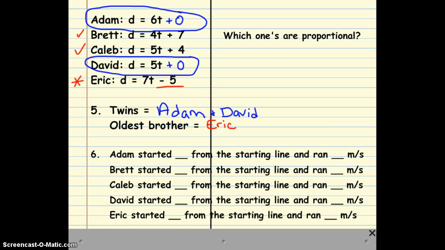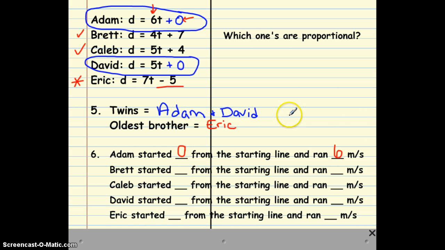All right, now that you have this done, we can get all this information from our equations. And the starting line, if we go to Adam, we already know that Adam started at 0, because that's what's added or subtracted. The other number, the 6, the number that's in front of the variable always tells us our rate, in this case our speed. So Adam ran 6 meters per second.